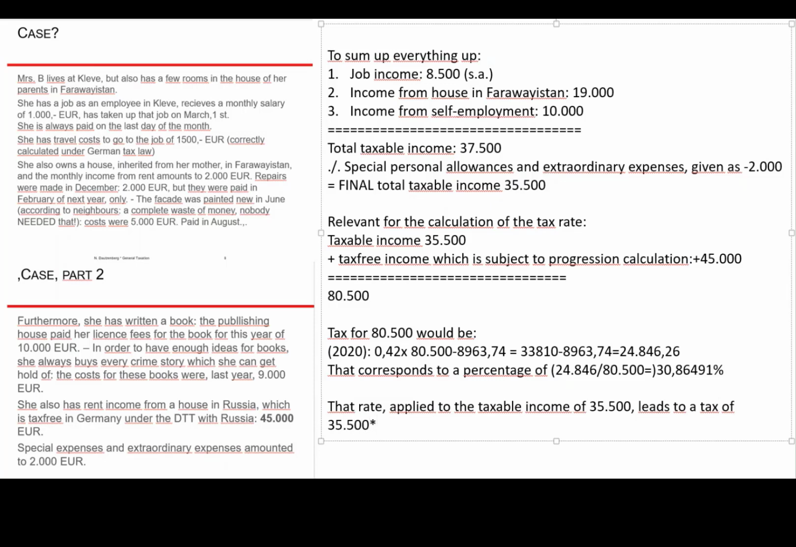35,500 times 38,6491%, and that ends up with 10,957, sorry, German comma, and 4 cents. Okay, taxes are always rounded down to even euros in Germany, so that would be this final solution. And end of case.